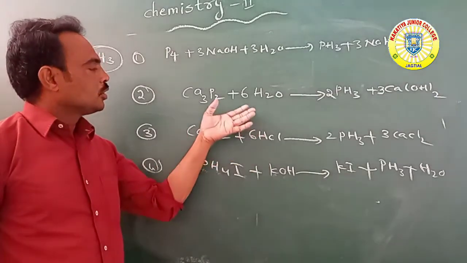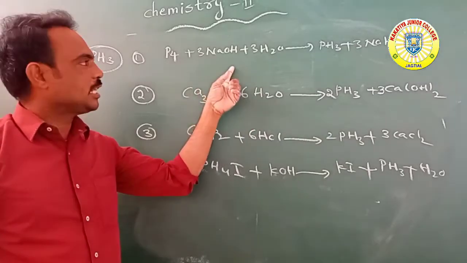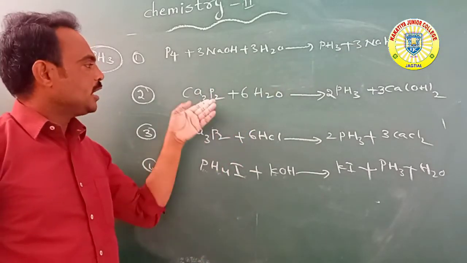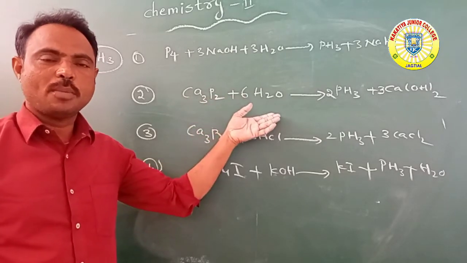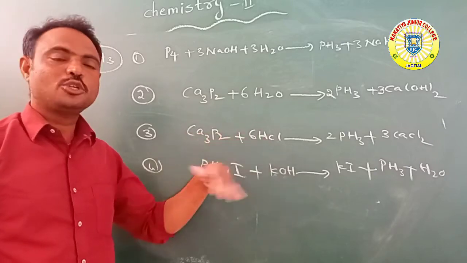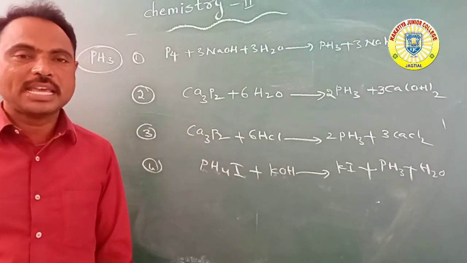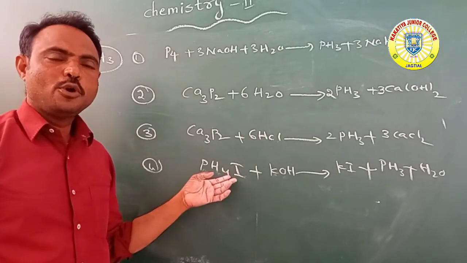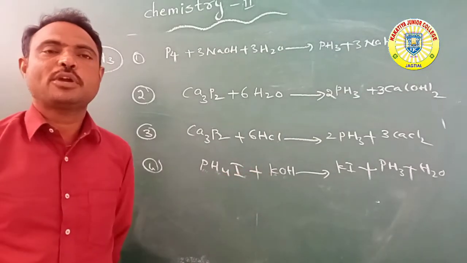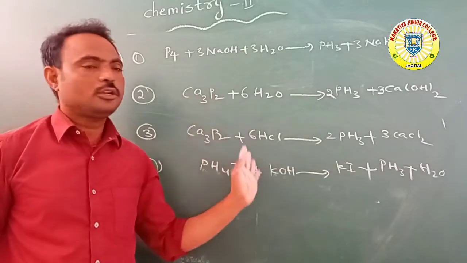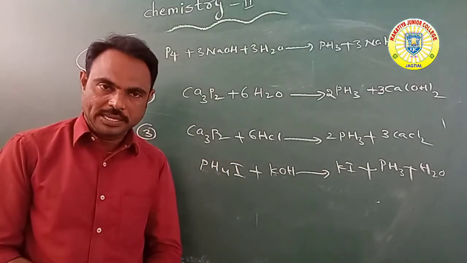Overall, white phosphorus is dissolved in sodium hydroxide solution to form phosphine. Next, calcium phosphide reacts with water to form phosphine. Next, calcium phosphide also reacts with hydrochloric acid, HCl, to form phosphine. Next, phosphonium iodide also reacts with potassium hydroxide to form phosphine. These are all the preparations of phosphine.